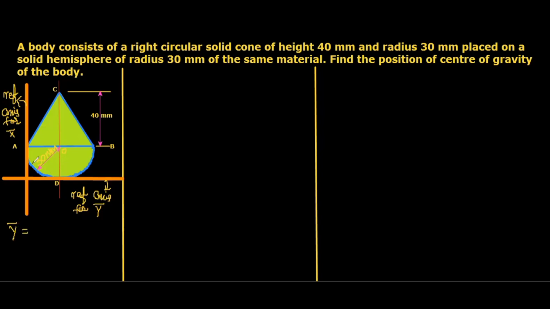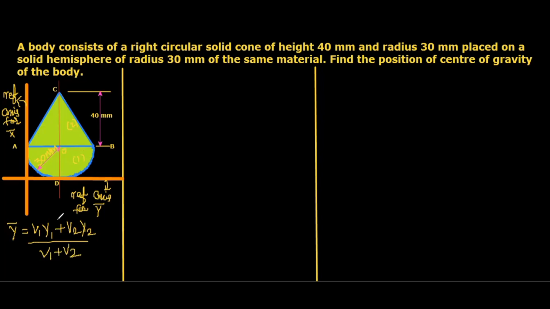Here, as I mentioned earlier, I'm going to separate this into two segments. First one, hemisphere. Second one, the right circular cone. These two considered segments are volumes. So y bar equals V1 Y1 plus V2 Y2 divided by V1 plus V2.